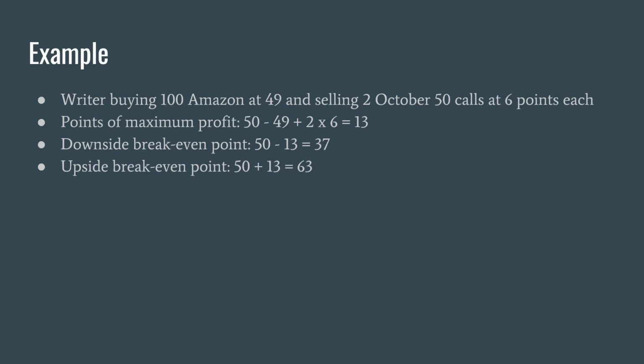The downside break-even point is found by using the strike price, 50, subtracted by the point of maximum profit, 13, for a price of 37. The upside break-even point is achieved by using the strike price, 50, plus the points of maximum profit, 13, equaling 63. The profit range is wide enough to allow for defensive action if necessary.